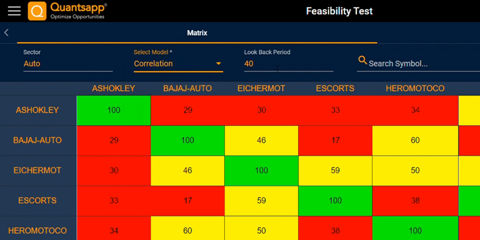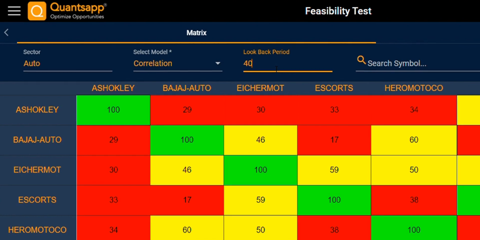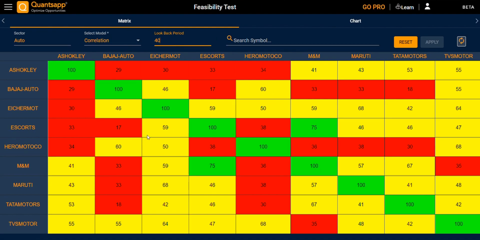Then you have to select the look back period. Look back period is the period for which you want to see the correlation between a pair. Now, in the matrix, you will be seeing pairs in red, yellow, and green. The pairs in green indicate they have good correlation. Pairs in yellow indicate they have normal correlation, and pairs in red indicate they have low correlation.